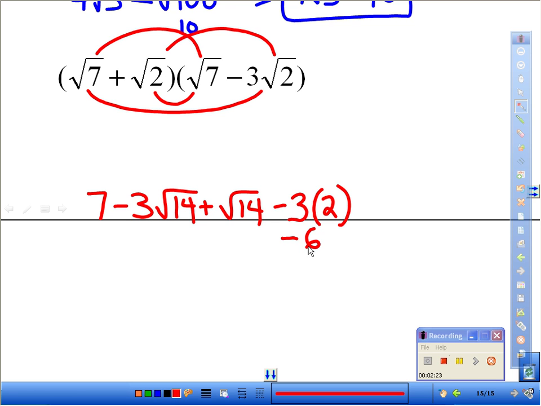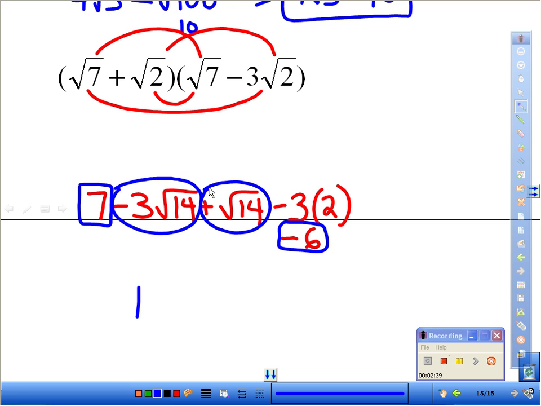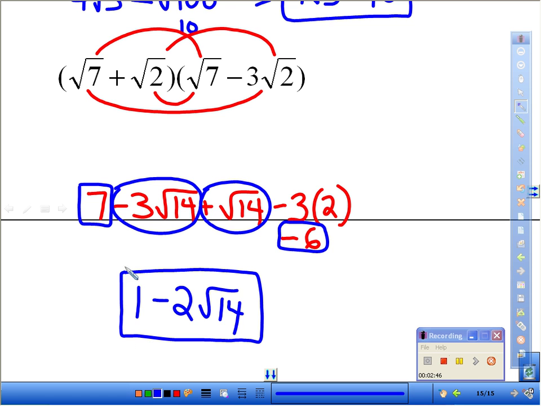Now what I need to do is combine my like terms. This 7 goes with this minus 6. 7 minus 6 is 1. And negative 3 square root of 14 plus 1 square root of 14 is negative 2 square root of 14. That is our final answer. We cannot combine them together because the first term does not have a radical in it.